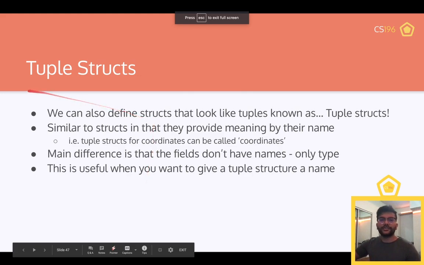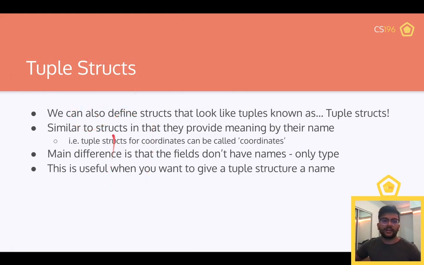We can also make something called tuple structs. Tuple structs are basically structs that look like tuples. It might seem a little redundant to have it this way, but it helps us when we're having very large programs to know exactly what this type of struct is meant to be doing. They're similar to structs in the way they provide meaning by their name.